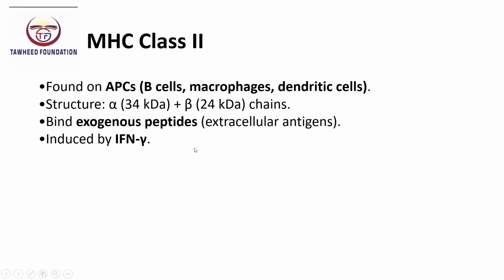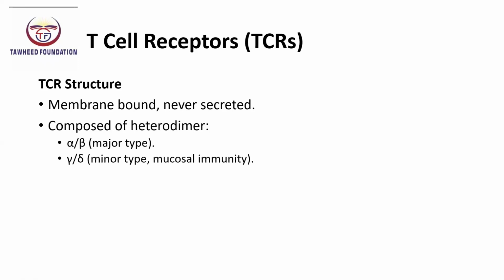CD4 plus helper T cells recognize these peptide MHC2 complexes, leading to T cell activation and subsequent activation of B cells, macrophages, and other immune responses. Class 2 expression can be upregulated by cytokines, especially interferon gamma. Thus, MHC molecules act as the platform on which antigens are displayed, ensuring T cells can recognize whether the body is dealing with an infection inside a cell, that is class 1, or outside the cell, that is class 2 MHC molecules. Next is T cell receptors.